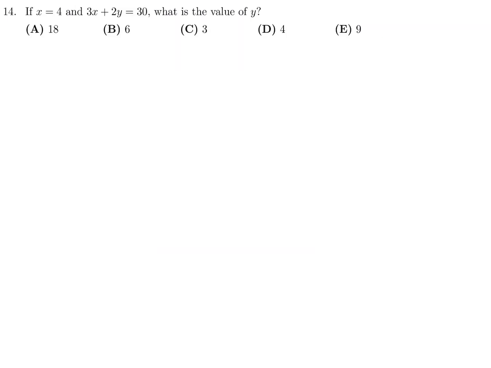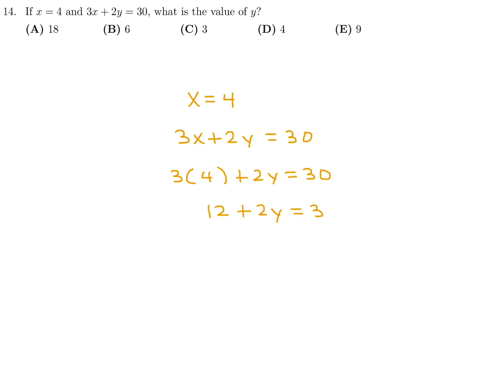If x equals 4 and 3x plus 2y is 30, what is the value of y? So x is 4, 3x plus 2y is 30. So here we go. We've got 3 times 4 plus 2 times y is 30. So this is 12 plus 2y is 30. So 2y is equal to 30 minus 12, which is 18, and therefore y is equal to 9. So number 14, the answer is E.